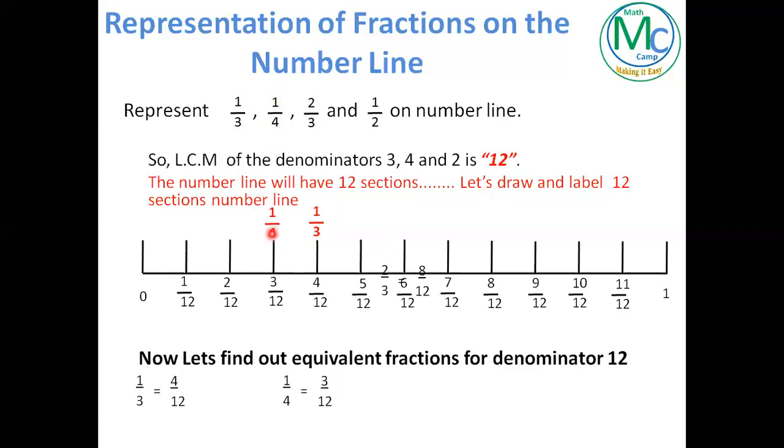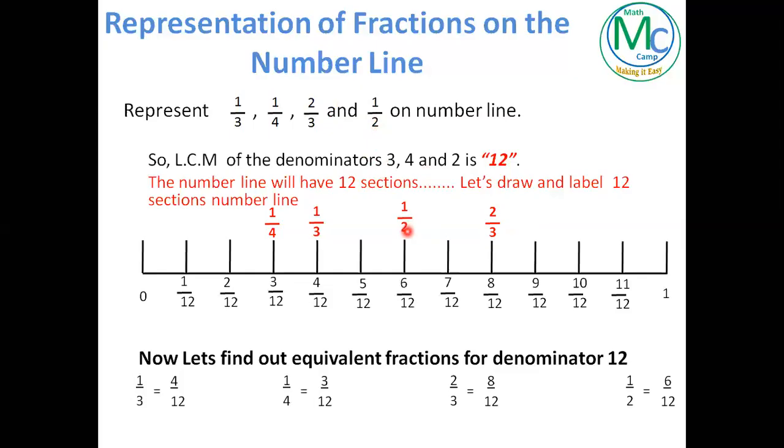The next equivalent fraction, 2 over 3 is equivalent to 8 by 12. Again, same method. 3 times 4 is 12, so 2 times 4 is 8. So 2 by 3 has its place over here. And the last equivalent fraction, 1 over 2 equals 6 over 12. And this will come on this point.